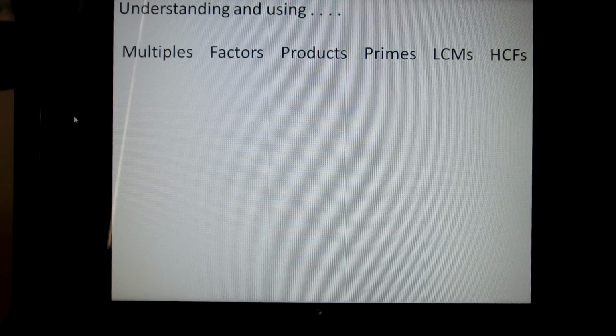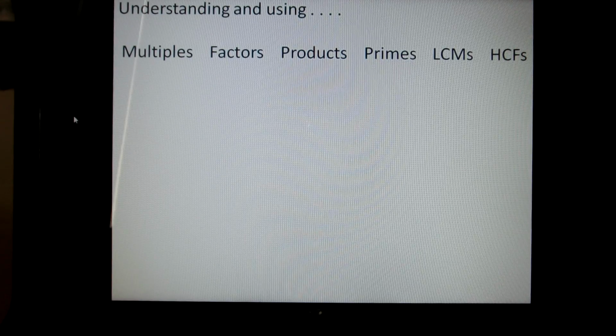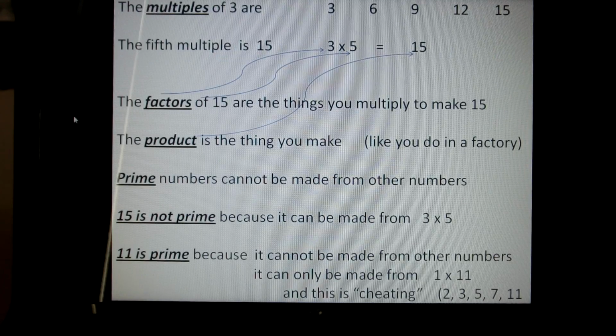Okay, short video lesson on multiples, factors, products, primes, lowest common multiples, highest common factors. Quite a lot of words here, and people quite often get them mixed up, so you may need to watch this, follow this through more than once.